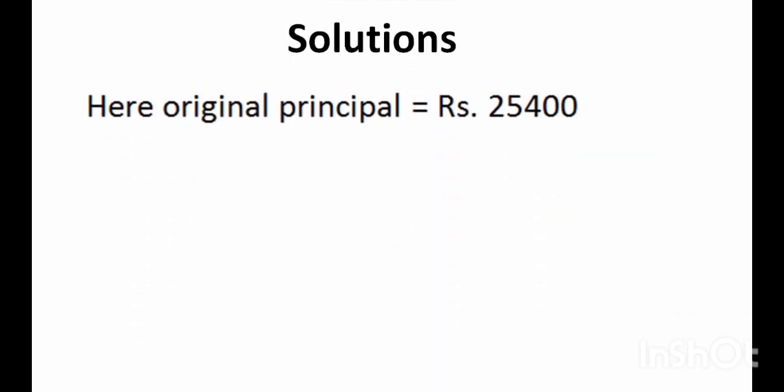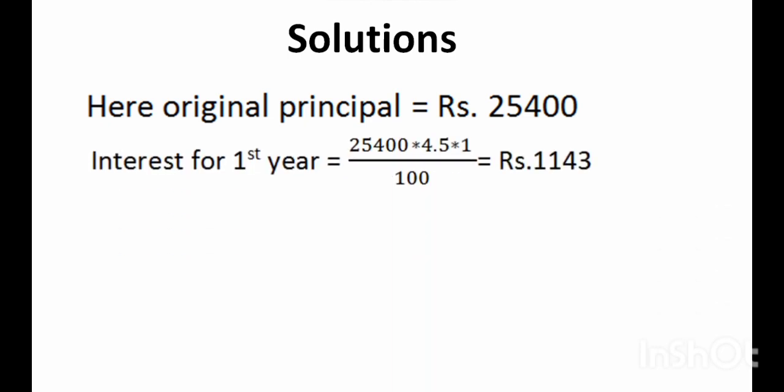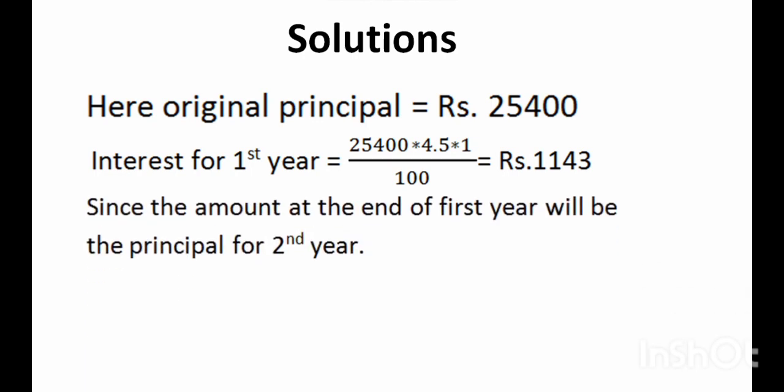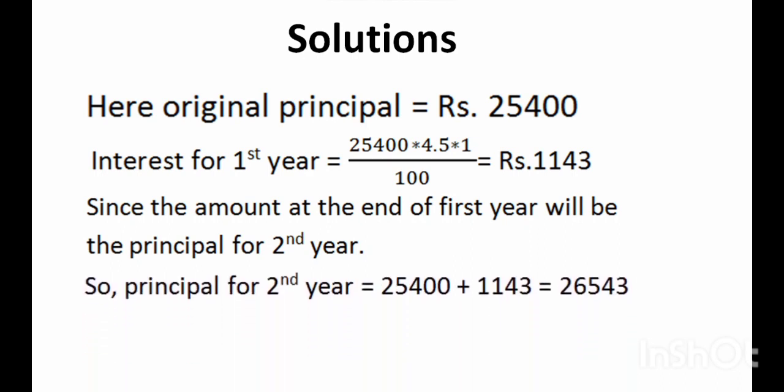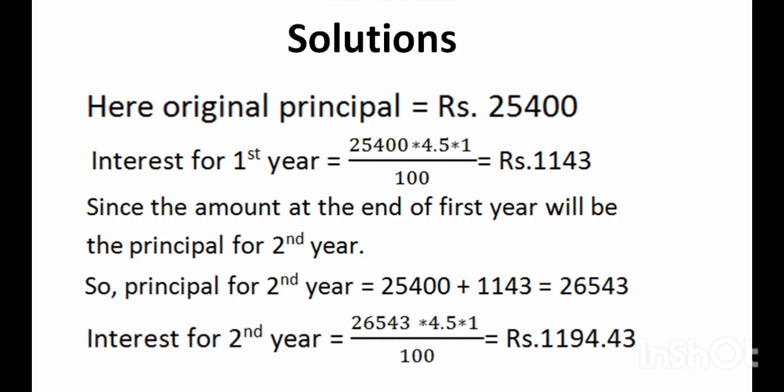Here the original principal is 25,400. So the interest for first year is 25,400 into 4.5 into 1 divided by 100. If you solve, you will get an answer 1143. After solving this, as I have mentioned before, the principal for second year is the original principal plus the interest of the first year, so we will get an answer 26,543. So now we are calculating interest for second year. We are getting an answer 1194.43.